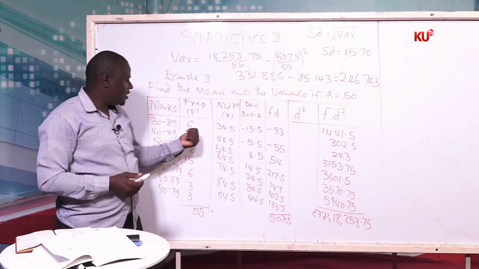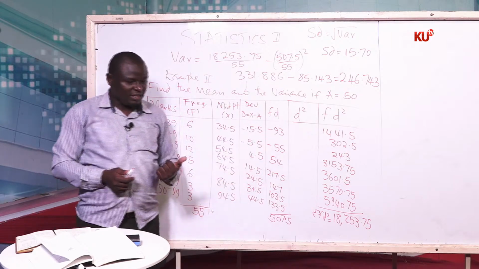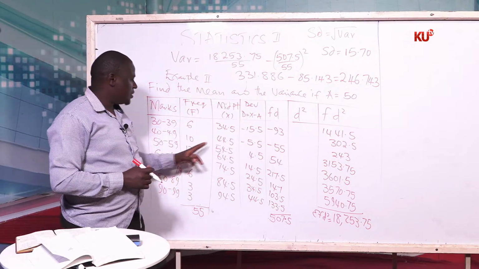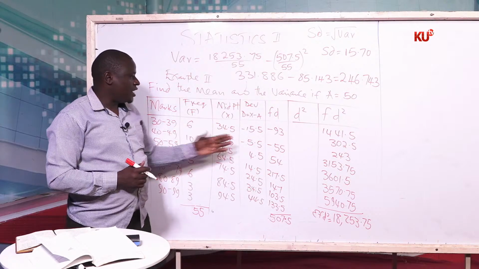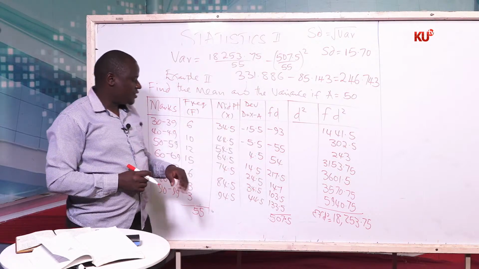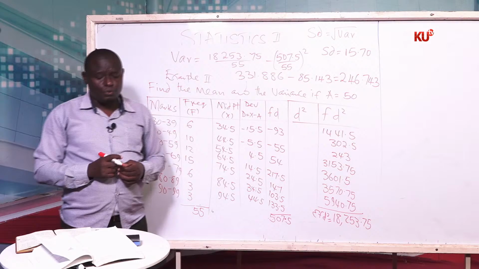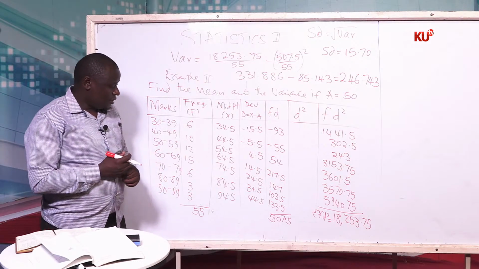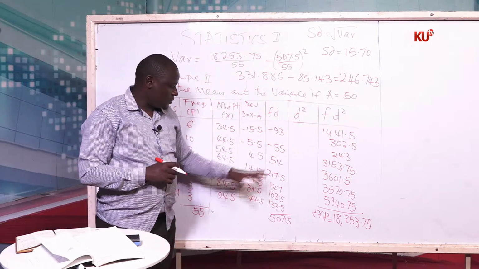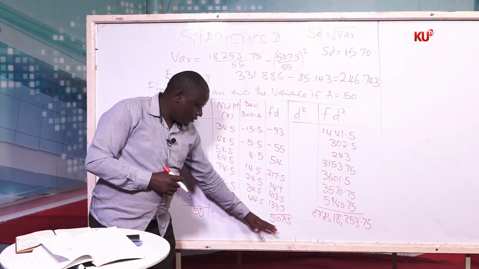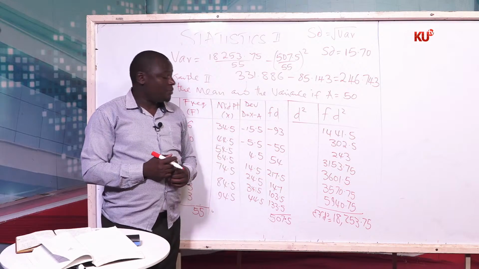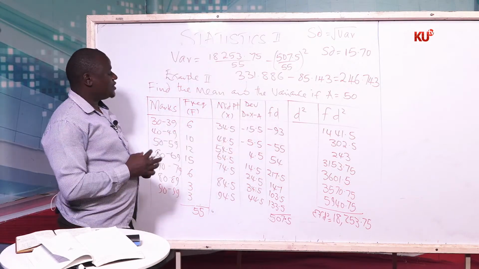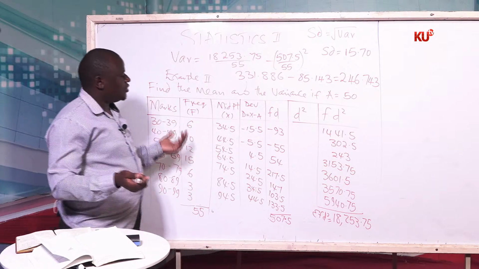You've got to be very keen, students, as you multiply these values, because sometimes there is mix-up. You can notice that some of them are negative, some of them are positive. You need to keep your eyes on the numbers, just to avoid silly or careless mistakes. Once you get your sum of the product of frequency and deviation, then you are good to go.